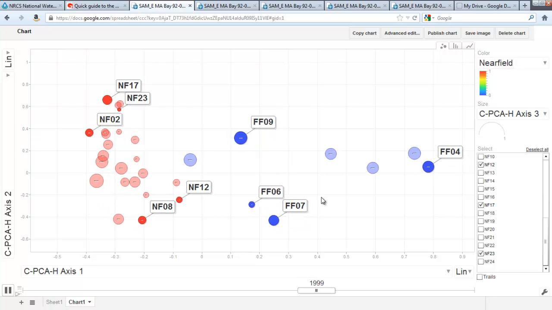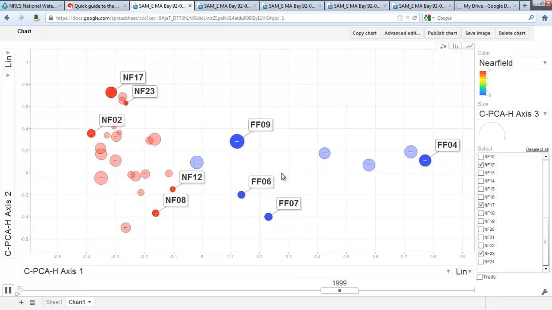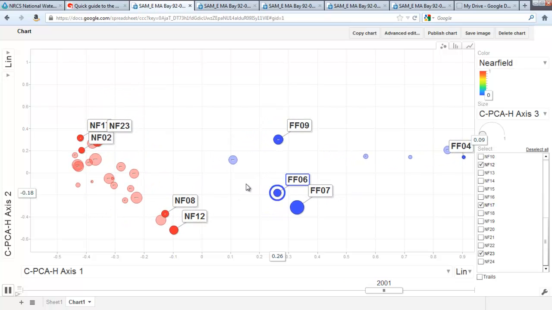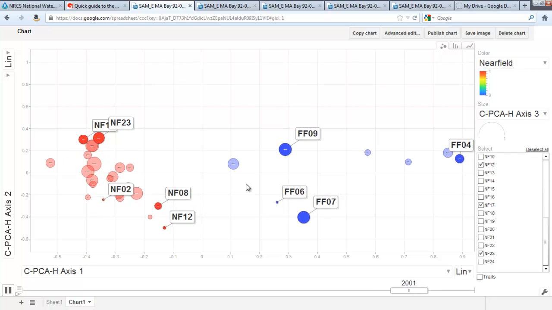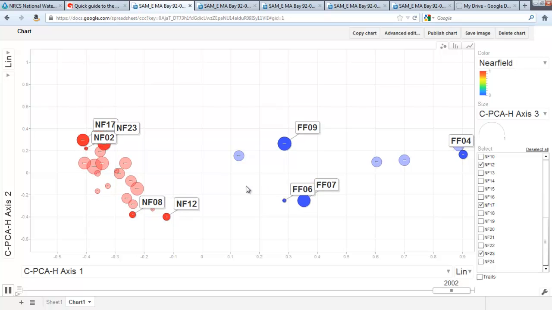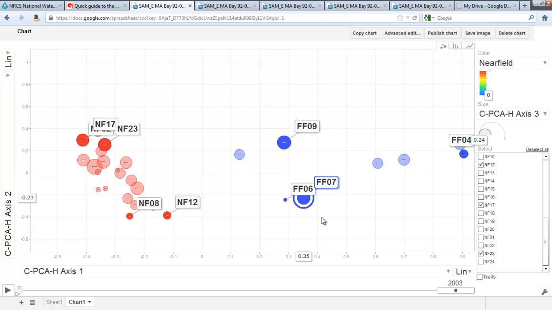We're heading up to 1999, 2000. Boom! There we see it, the transition from 2000 to 2001. It's almost like there is a magnetic repulsion between the near field and far field stations as they diverge slightly after the outfall went out.